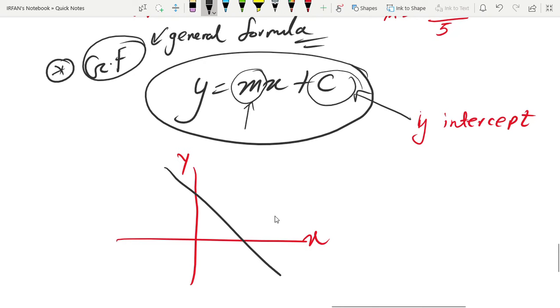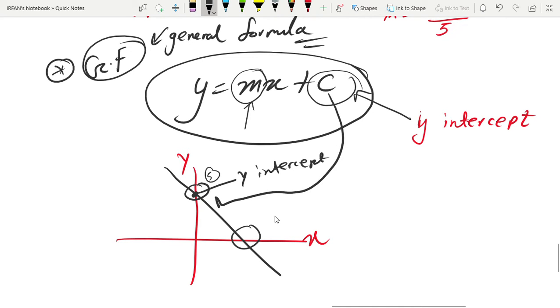So this is our y-intercept. This point, for example, let me give it a name. This is 5, for example. This is my y-intercept. So this c is always this one.